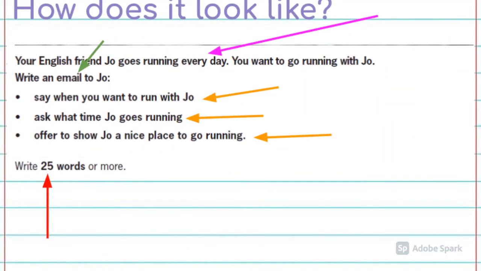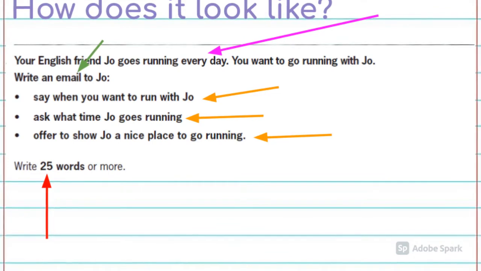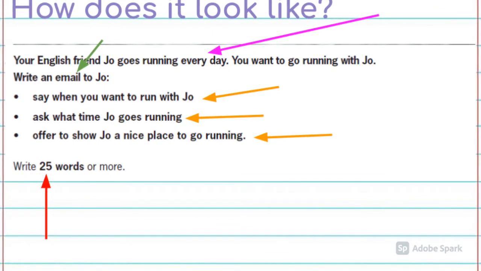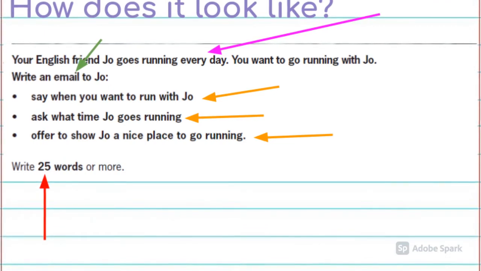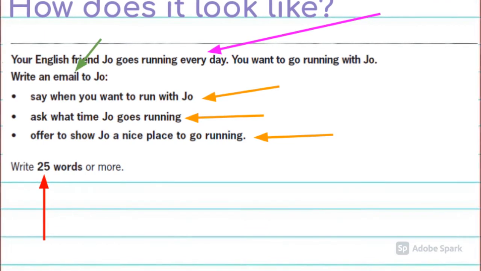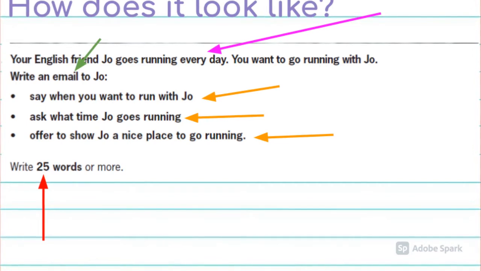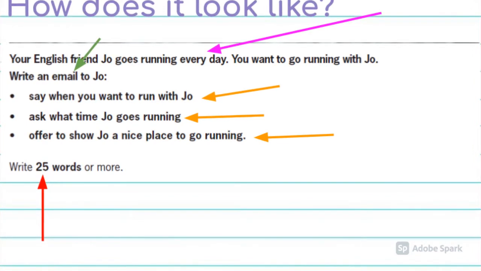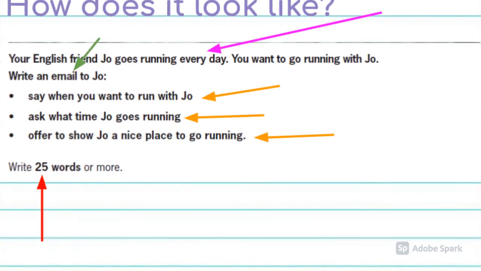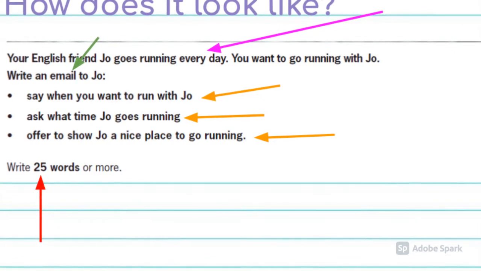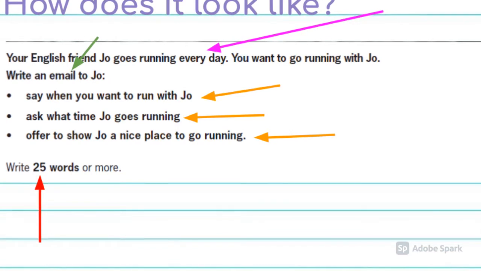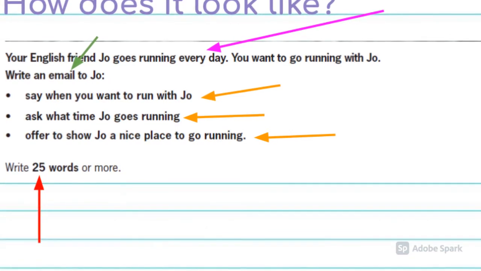So what does it look like? This is a real KET Cambridge examination task. The pink arrow shows the situation. The green arrow shows what you have to write, an email in this case. The yellow arrows show the 3 pieces of information that you have to include. And the red arrow shows the word count. For this task it is 25 words or more.